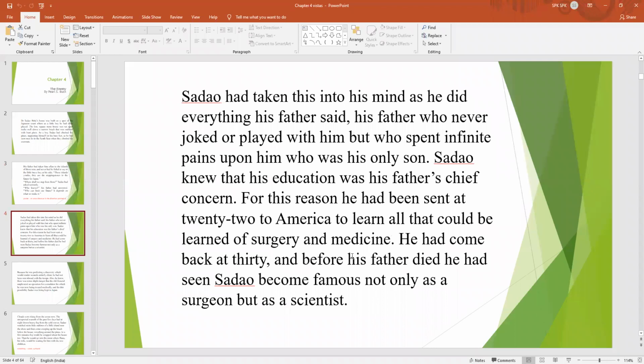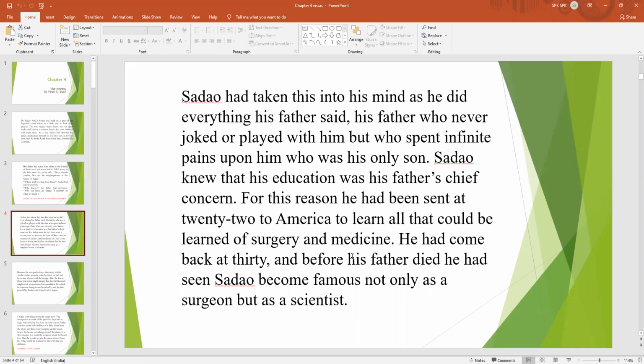Sudhir had taken this into his mind, as he did everything his father said. His father, who had never joked or played with him, but who had spent infinite pains upon him, his only son. Sudhir had taken all the things that his father would tell him. His father never played or joked with him. They shared a mature relationship, and his father underwent a lot of hardship to bring him up.